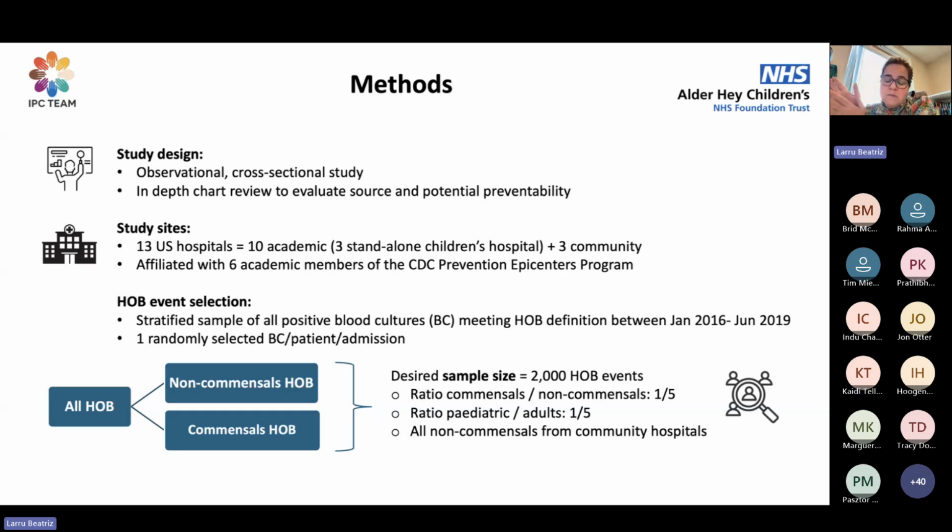So all these hospital-onset bacteremia events were divided between being a commensal, so if it grew something that we will regularly consider a contaminant, and a non-commensal. Out of these 2 lists, they sampled them randomly in a ratio of 1 to 5 adults and children. So there were 5 adults for 1 child, and they had commensals and non-commensals in a ratio too. For each 5 non-commensals, they have 1 commensal. And they included all non-commensals for community hospitals, because they wanted to diversify and not just make it academic-driven, large tertiary centers. So that's how they drove the sample size.